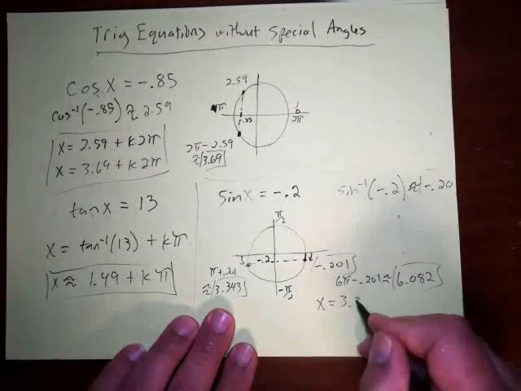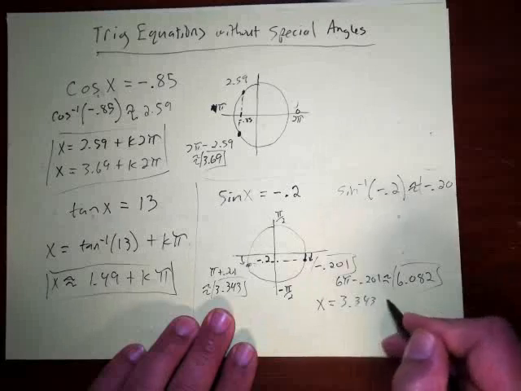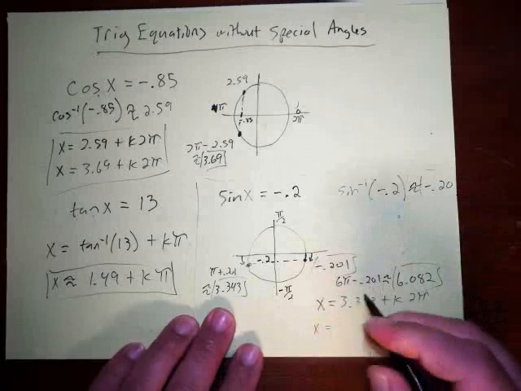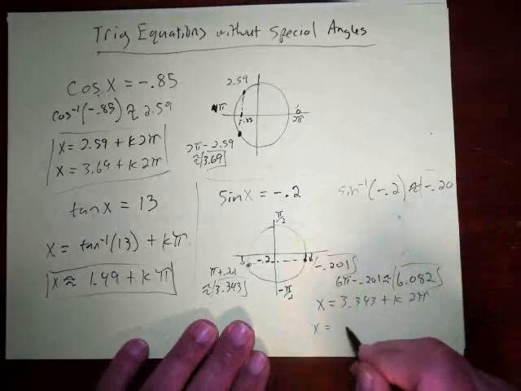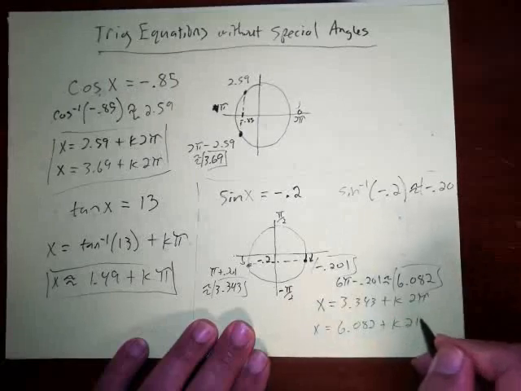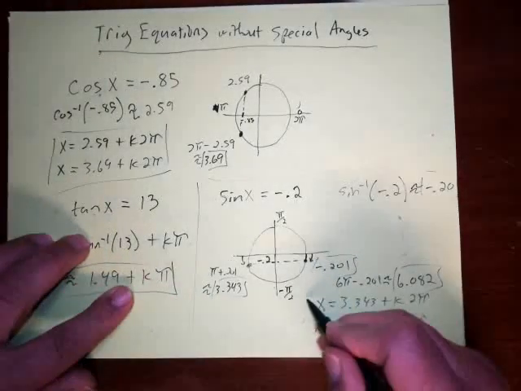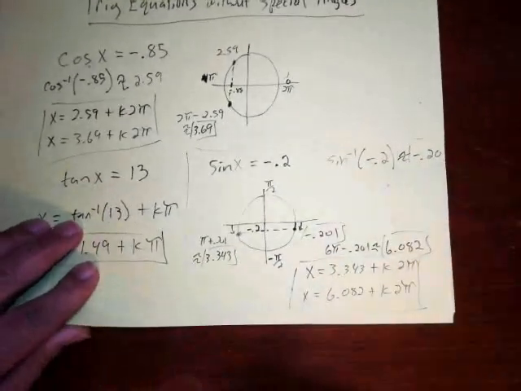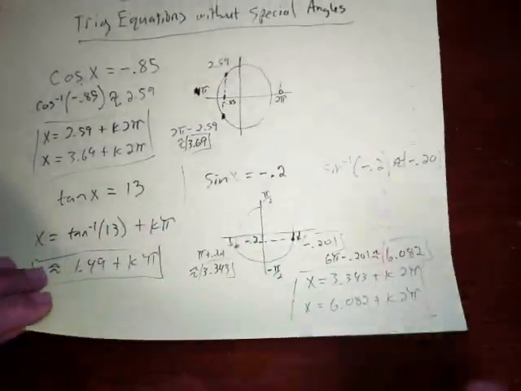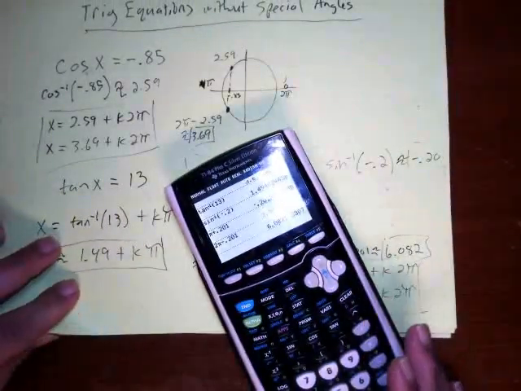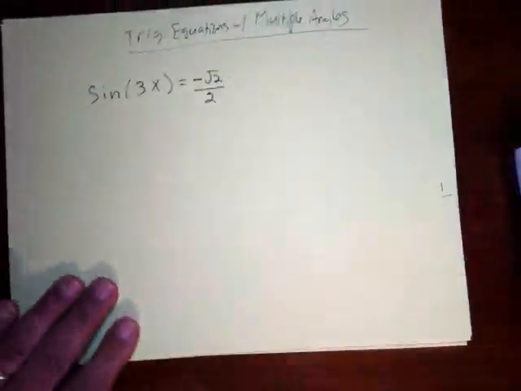And so I have x equal to 3.343 plus k times 2 pi, and x is equal to 6.082 plus k times 2 pi. Okay, and there you get those. So those are trig equations that are not special angles. You have to use your calculator and the inverse trig function to do it.